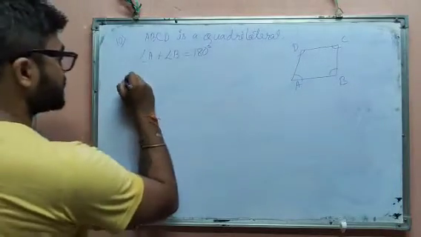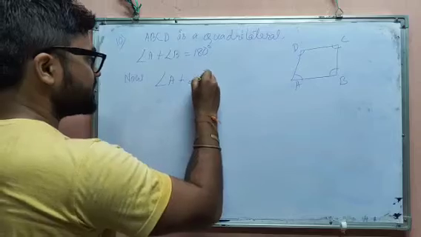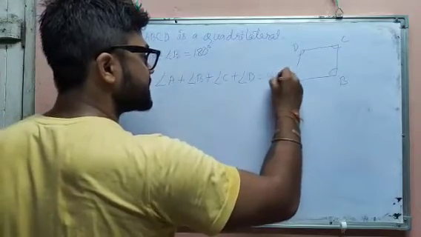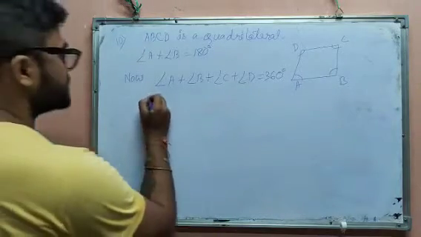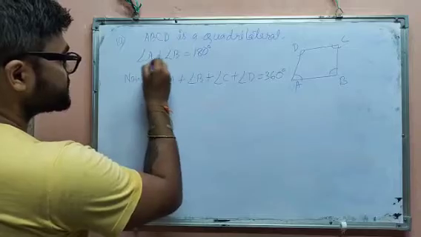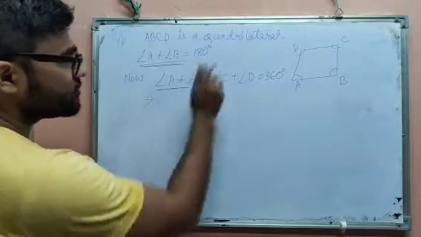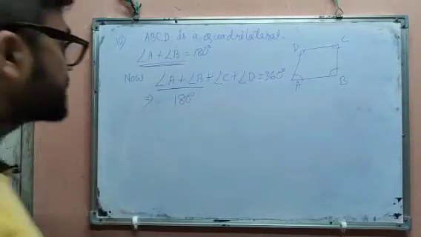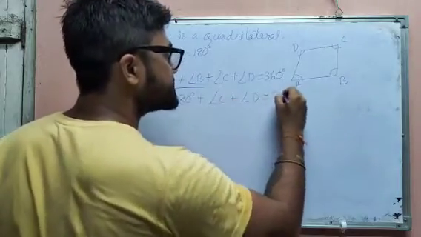That means angle A plus angle B plus angle C plus angle D equal to 360 degrees. This is 360 degrees. Angle A plus B, this portion, is given as 180 degrees. So you can write here 180 degrees plus C plus D equal to 360 degrees.